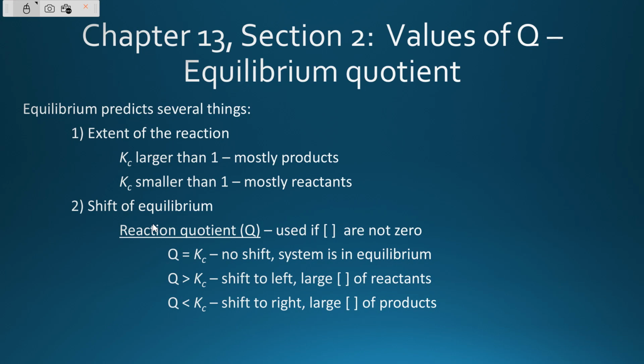If Q is equal to K, it's done reacting. It's already at equilibrium. But if my Q value ends up being larger than my equilibrium value, everything is going to go in the direction of the reactants. In other words, I'm going to lose products. If I have a small Q value, the reaction is going towards the right, moving in the direction of the products.